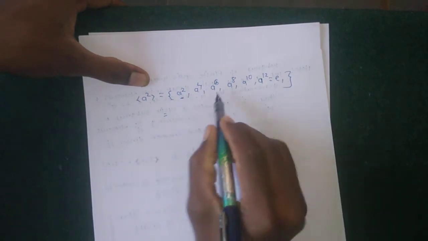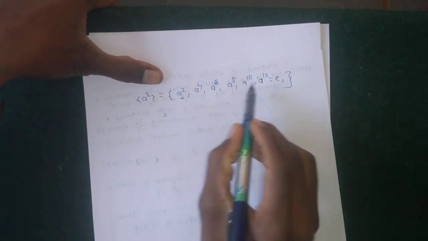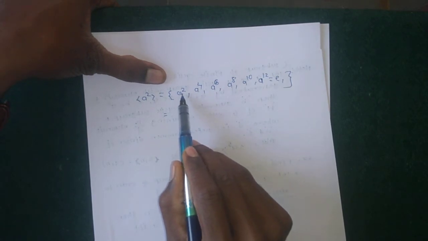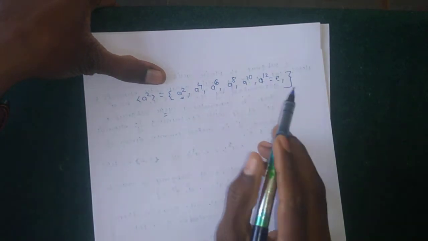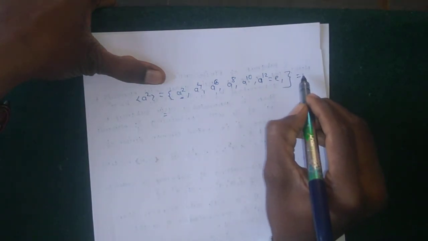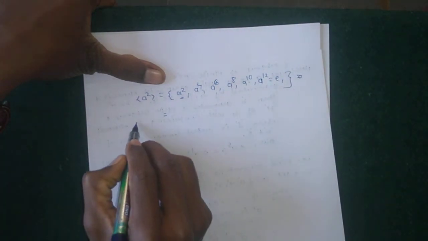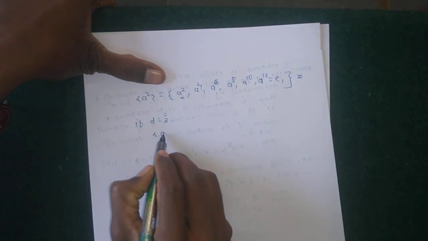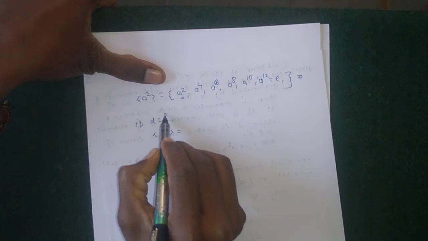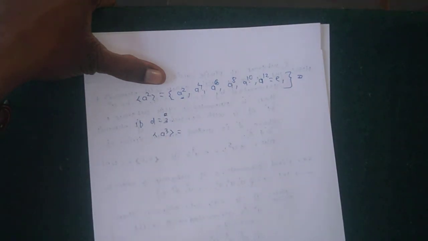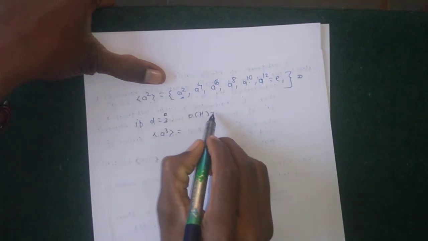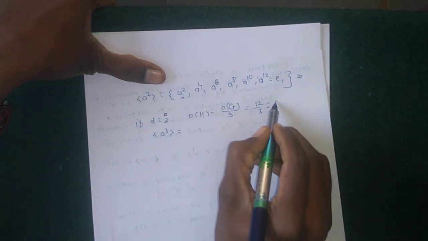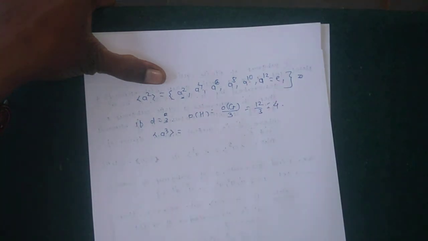So the number of elements is 6, because the order of H equals 6: 1, 2, 3, 4, 5 and 6. Therefore this is generated by A square. Then the next divisor: if D equals 3, the subgroup generated by A cube has order of H equal to the order of G divided by 3, which is 12 by 3 equal to 4, so it contains only 4 elements.